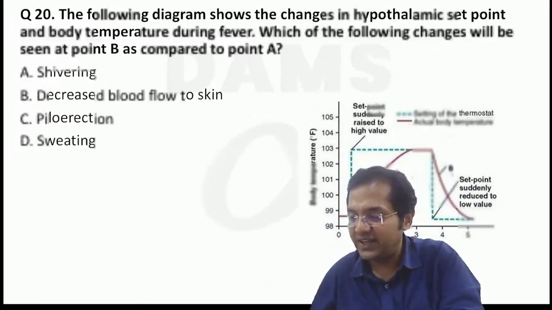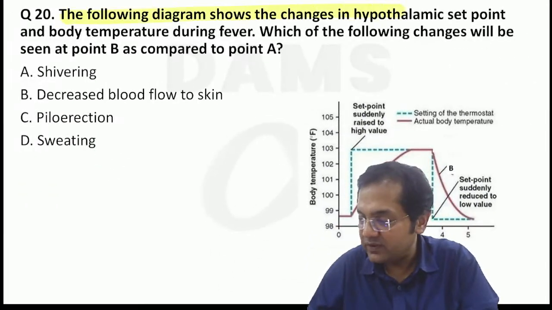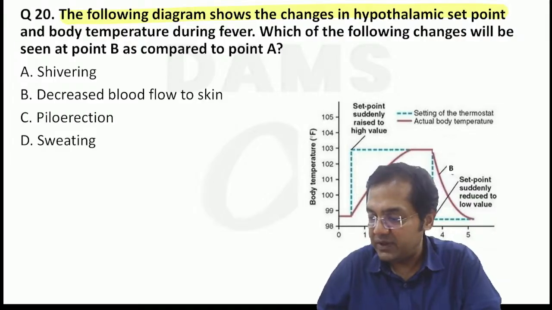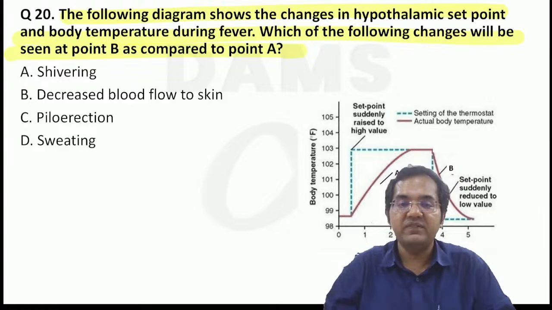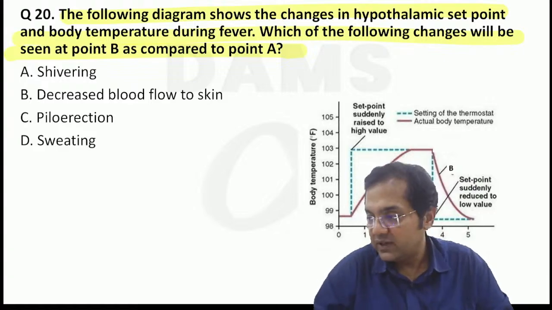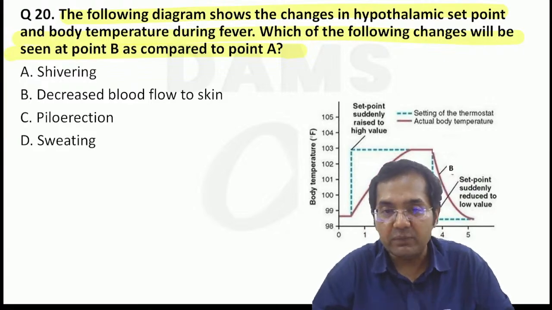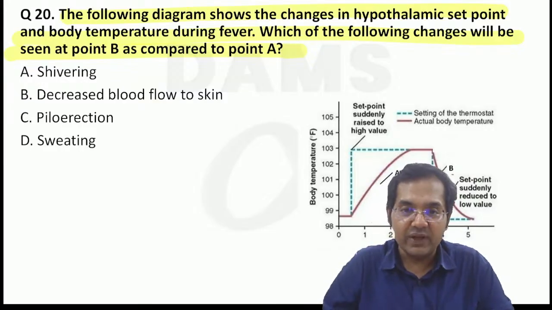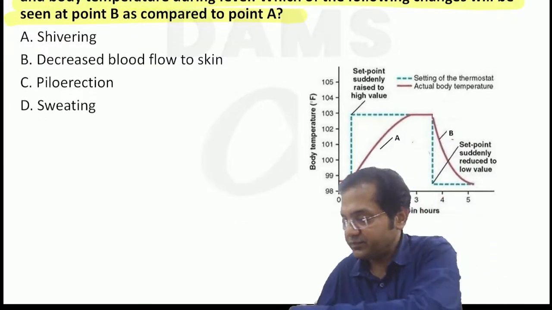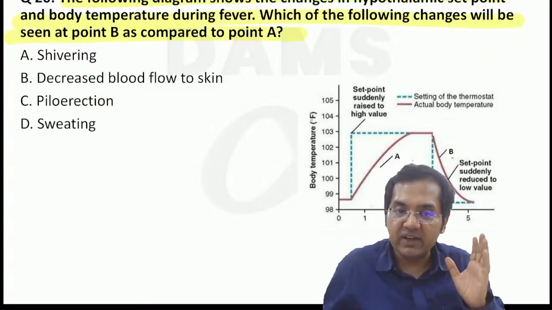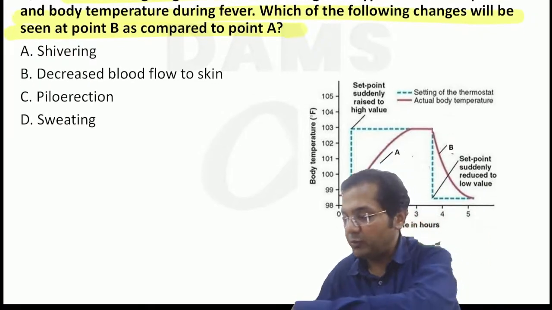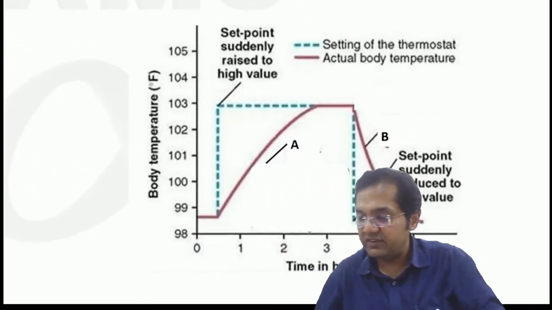Question number 20. So the following diagram shows the changes in hypothalamic set point and body temperature during fever. Which of the following will be seen at point B in comparison to A? This has actually become a hot favorite, so that is why I have given it to you today once more in a different form. Which of the following will occur at point B in comparison to point A in a patient who is having fever? Let me zoom this picture.